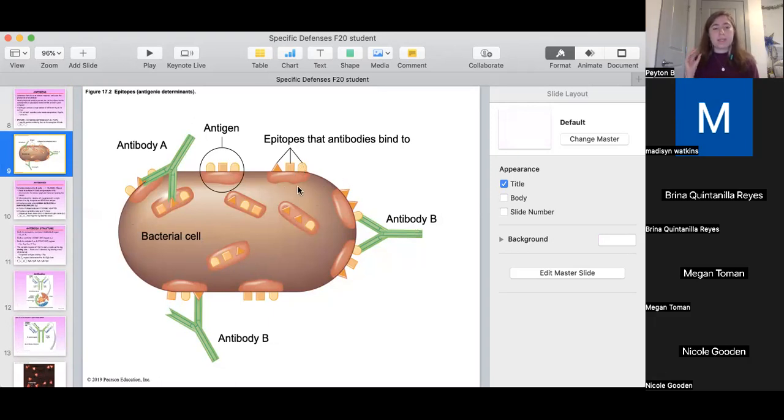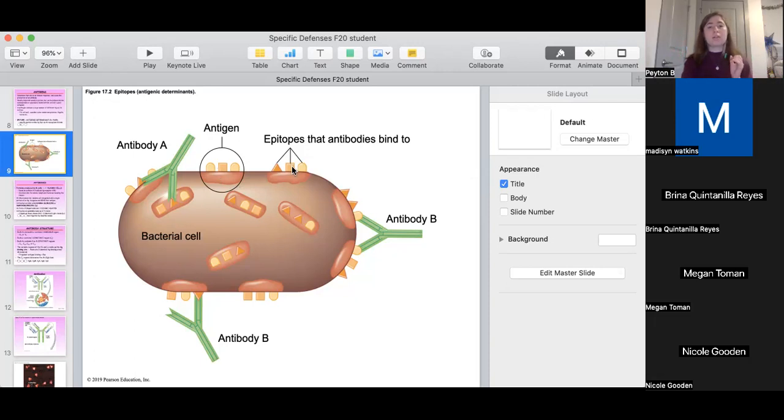Basically any piece of something that your body recognizes as foreign. It's not going to recognize the whole bacterial cell, but say it has a flagella. Your body's like, no, we don't like that. That's not one of ours. Say it has foreign proteins on it. So the whole things in general are antigens.